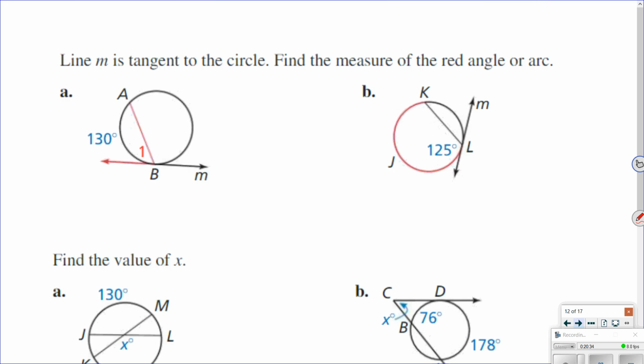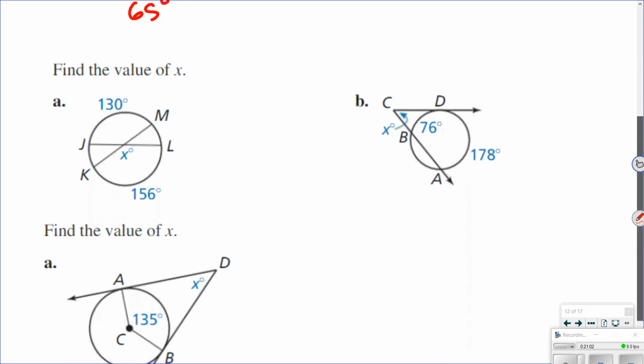So here's a couple of real quick examples. Line M is tangent to the circle. Find the measure of the red angle. So in this case, we want to find this angle right here. Well, that arc is 130, so that angle has to be half of that, 65 degrees. We're going to skip past that next one, look at these bottom two examples.